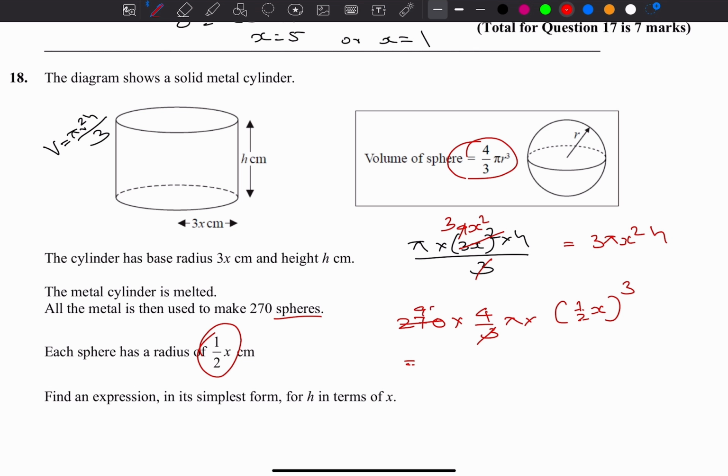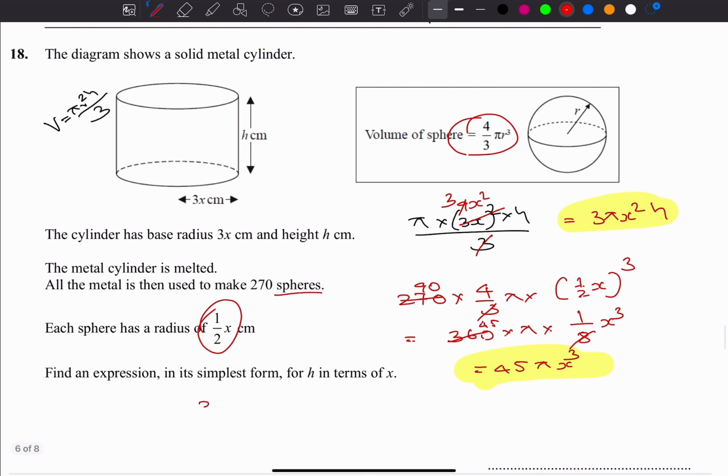270 divided by 3 is 90. That makes it 360 times pi times 1 over 2 cubed is 8, x cubed. 360 divided by 8 makes it 45. That's 45 pi x cubed. So all of this, remember, got melted down to get this. So 3 pi x squared h equals 45 pi x cubed.